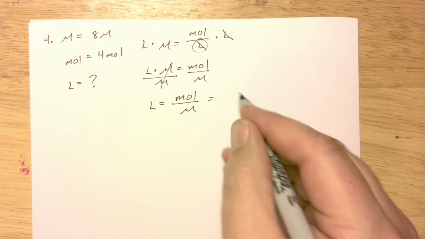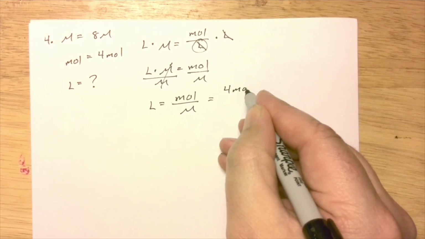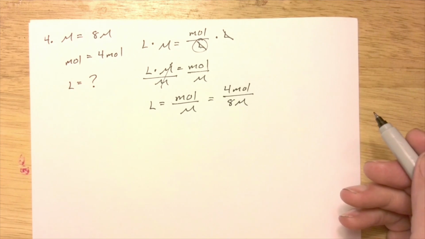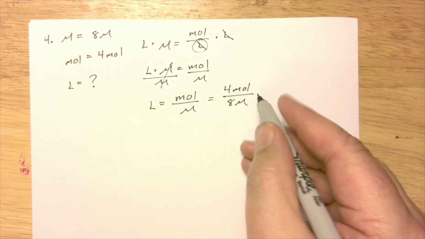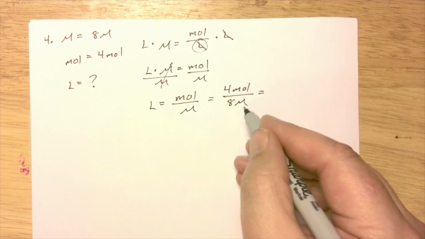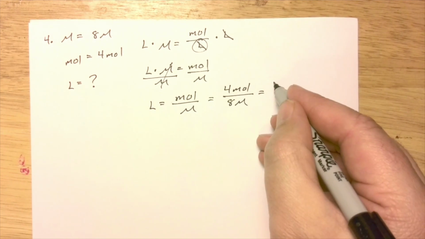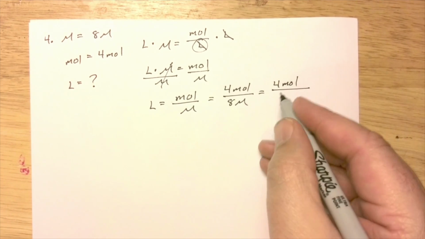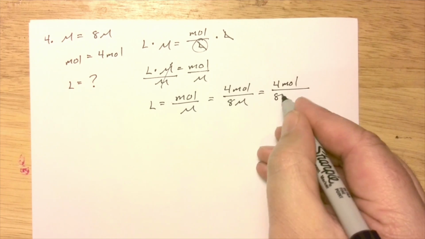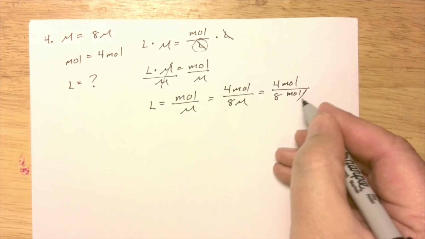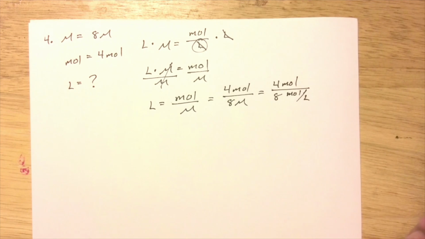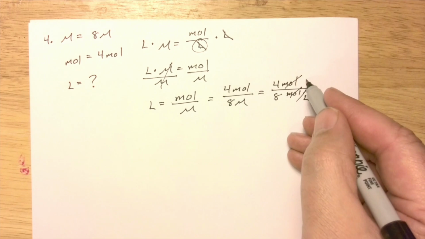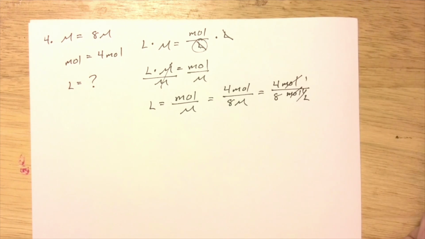We have 4 moles, and we have an 8 molar solution of nitric acid. Now, if you look at the units, it looks like nothing is going to happen, but this would be a good time to go ahead and convert molarity into its actual units, which is 8 moles per liter. And again, moles will cancel out, and we're going to be left with liters. So it's actually 1 over 1 per liter.